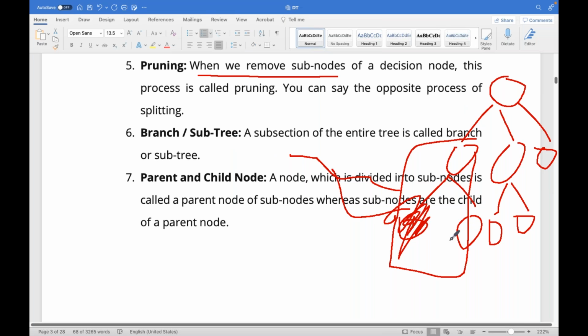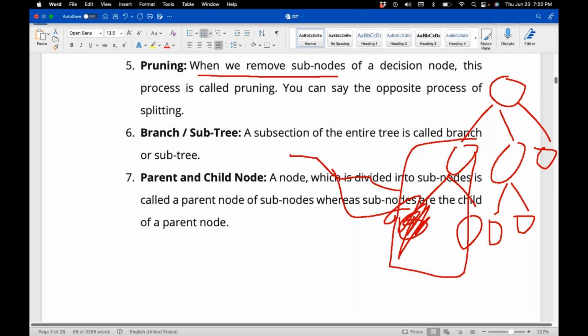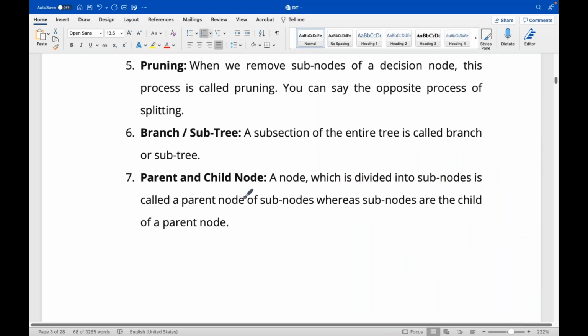Parent and child: parent means the base node, the node which we split, that node we are calling the parent node. And whatever node is produced by splitting the parent node, that node we are calling a child node. Note these terminologies.